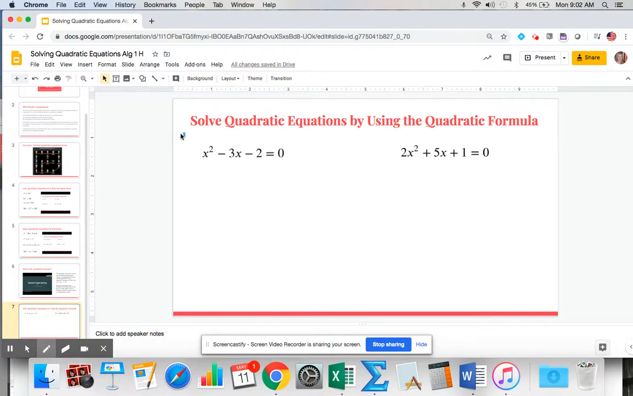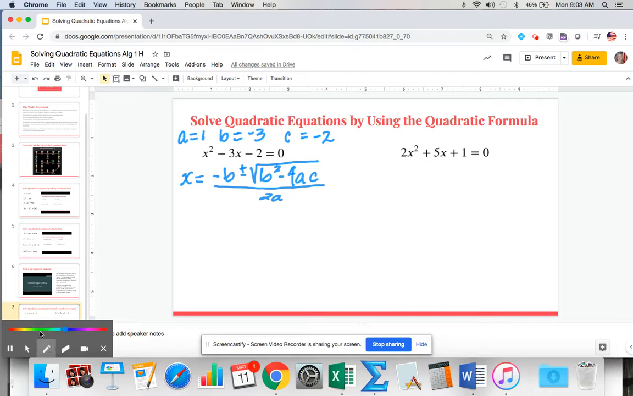For the quadratic formula, if the equation is not given in standard form, write it in standard form. Then identify your a, which is your quadratic coefficient, your b, which is the linear coefficient, and your c, which is your constant term. Once you do that, we can look up the quadratic formula, but hopefully you're starting to memorize it: -b plus or minus the square root of b squared minus 4ac, all over 2a.